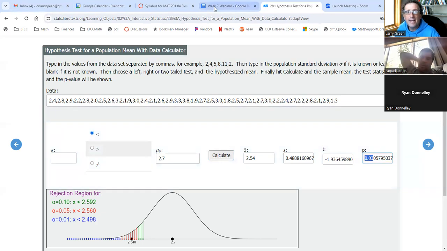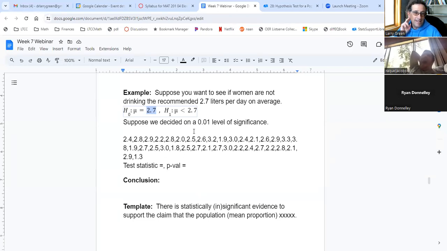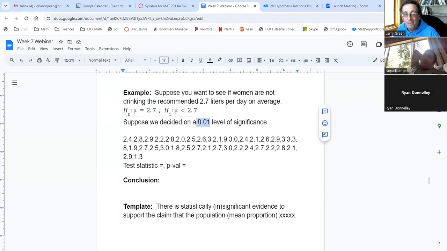0.03 is not less than 0.01. So that means we failed to reject the null hypothesis. I'm not going to type it all out because we don't have much time left. I'm going to say it. We're going to say that there is statistically insignificant evidence to conclude that the population mean number of liters per day on average that women drink is less than 2.7. So it's insignificant. I do want to mention something that's pretty important.